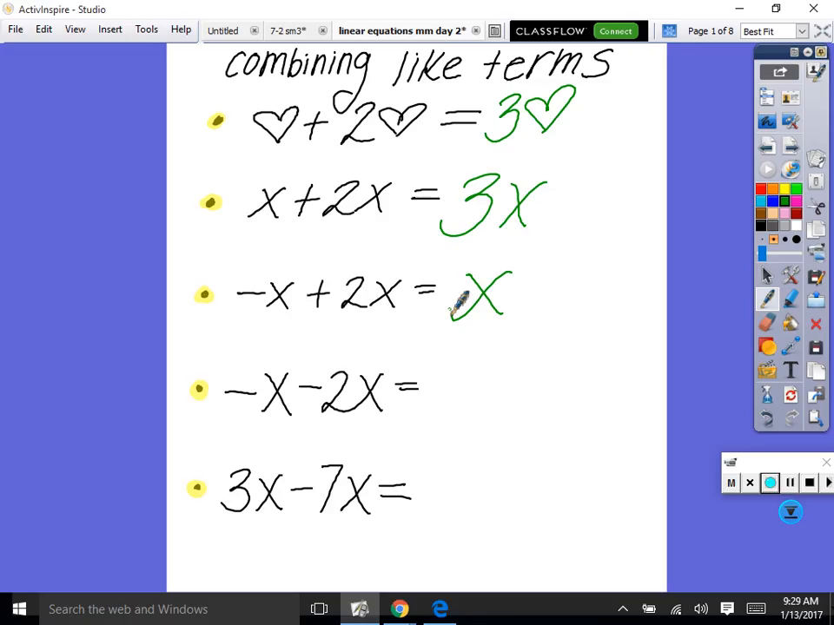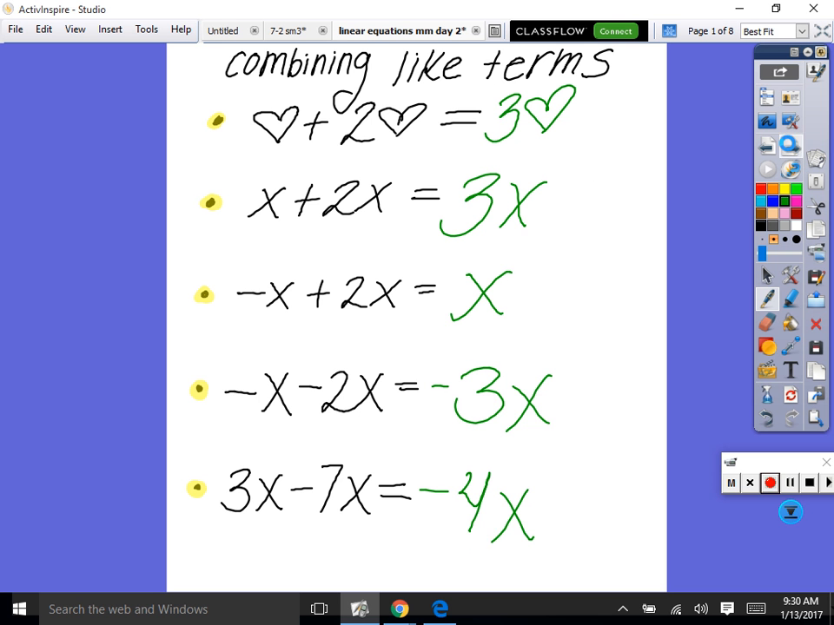Negative 1x minus 2x's is how many x's? Negative 3 x's. Correct, everybody? So you have to really focus on this and not make sign errors, because I know students get a little careless. They see a 1, a 2, and assume 1. Does that make sense, everybody? So just really watch. We have 3 x's minus 7 x's. How many x's do we have? Negative 4 x's. Correct, everybody? Questions on that? 3 minus 7 is negative 4 x's.